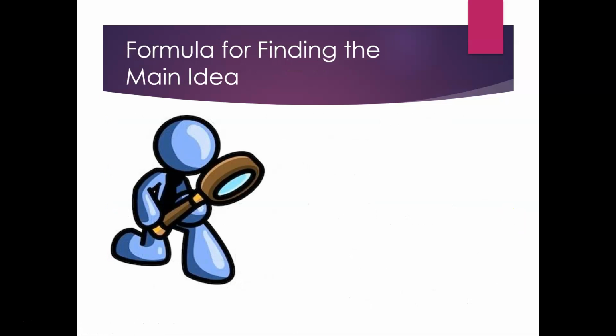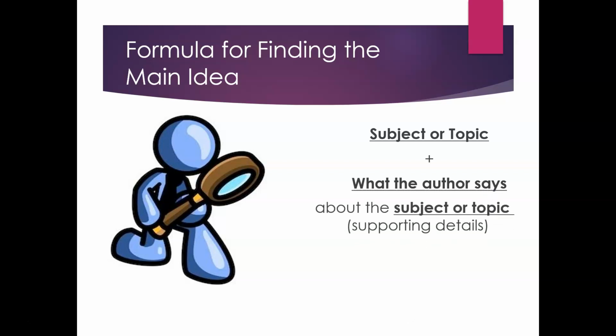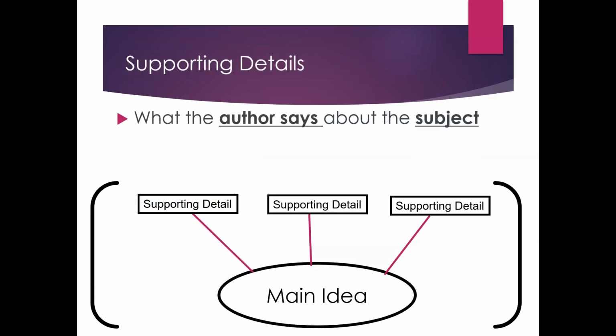Here is a formula for finding the main idea. First, you start with the subject or topic, plus what the author says about the subject or topic. Those things are called supporting details. Then you have the main idea. Supporting details are what the author says about the subject.